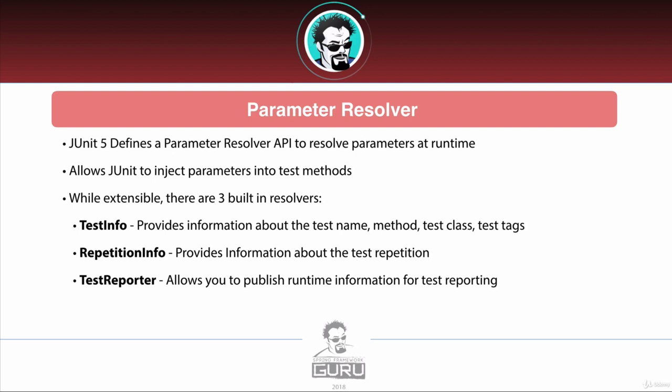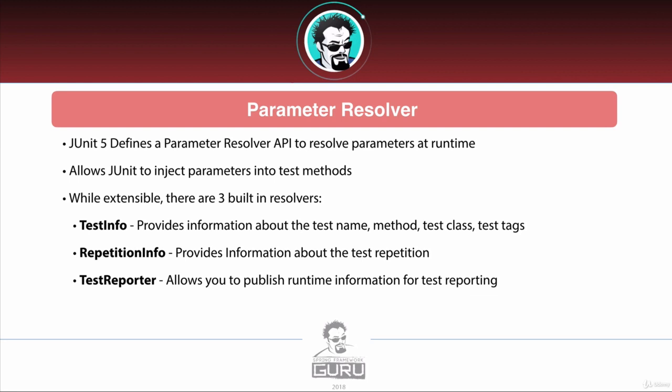So it's kind of limited in scope right now. You don't have a lot of ability, but you do have some pretty interesting stuff that's built into JUnit 5. Now, the API is extensible, but there's only 3 built-in resolvers, and I've got them listed here on the slides. One is going to be TestInfo. That's going to provide information about your test, things like the test name, method, tags, and whatnot.